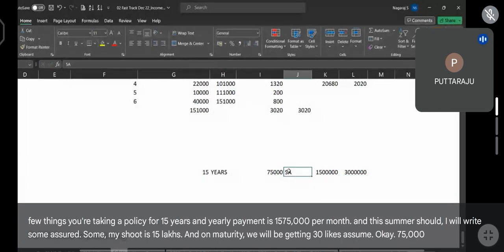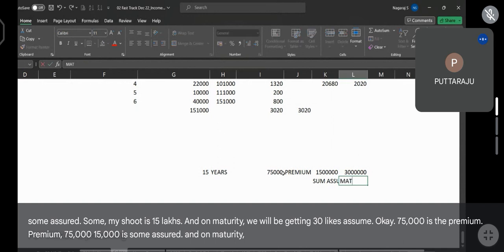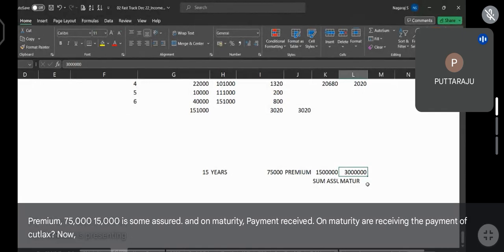75,000 is the premium. 15 lakhs is the sum assured. And on maturity, you are receiving the payment of 30 lakhs. Now the question arises, how much is to be the income portion on which TDS is to be made?